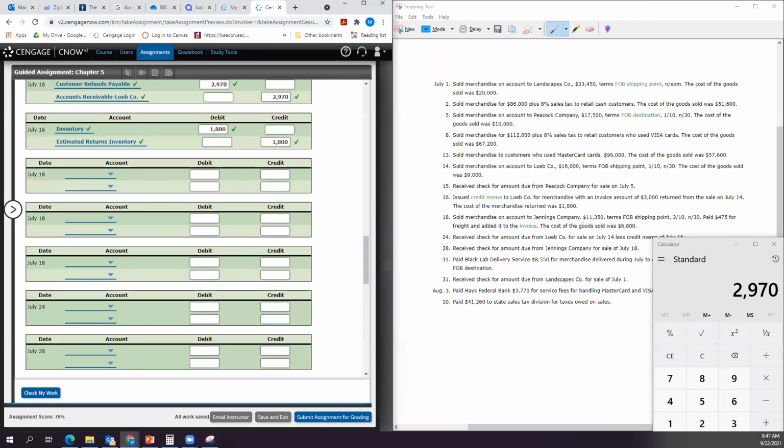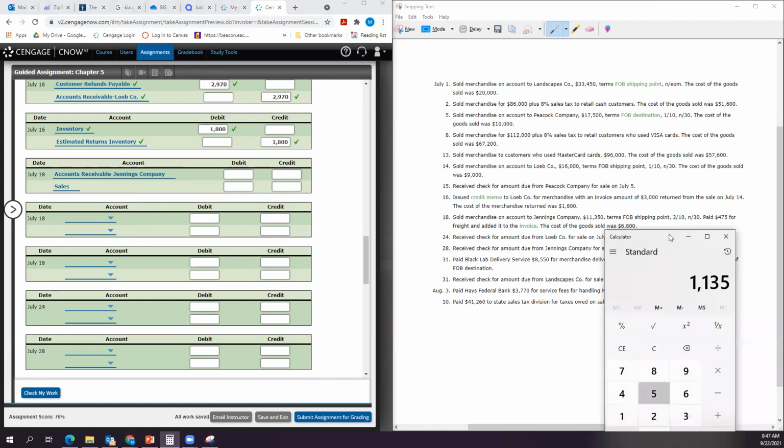The first thing is we have this $11,350 with a 2% discount. So the first thing I'm going to go ahead and record is my accounts receivable from Jennings and my sales revenue, which is going to be the $11,350 less a 2% discount. So I'll say $11,350 times 0.98, or 98% of that total amount, $11,123.